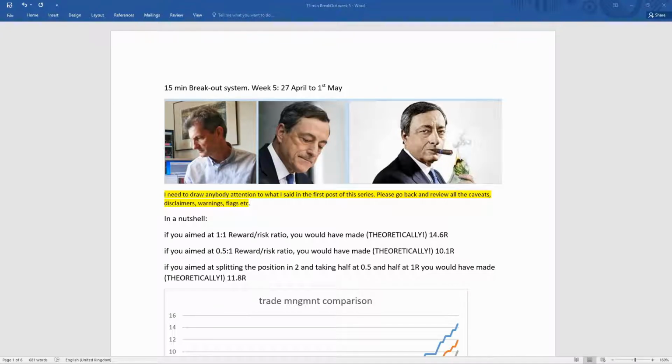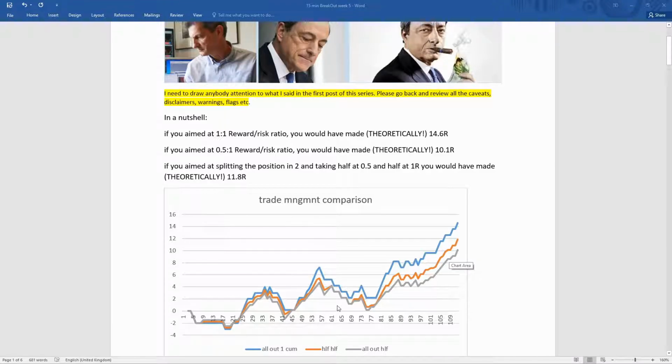Some of you may remember that last week the star of the show was the trade management style with the risk-reward ratio of 1 to 1/2. This week was the other way around. The blue line is all out at 1 to 1, and the gray line is all out at 1/2, so risking 1 to get 1/2. This is good for two reasons. First of all, that will give us an indication of how the different trade management styles compare according to different market volatility.